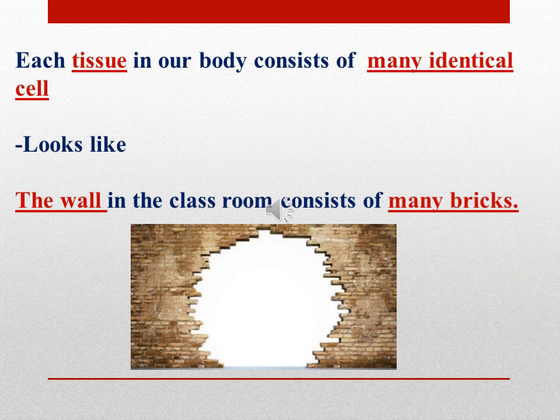Each tissue in our human body consists of many identical cells. Identical cells mean that they are similar, they look like each other. So if you imagine that any tissue in your body looks like the wall in your classroom, you will find that the wall in your classroom consists of many bricks beside each other. So our tissues consist of similar cells, identical cells beside each other.